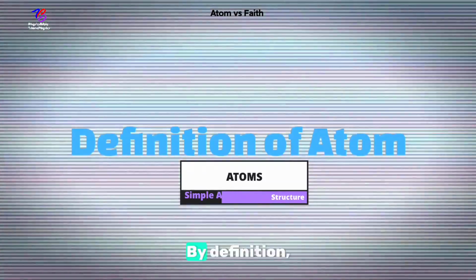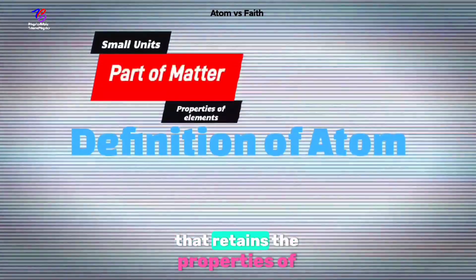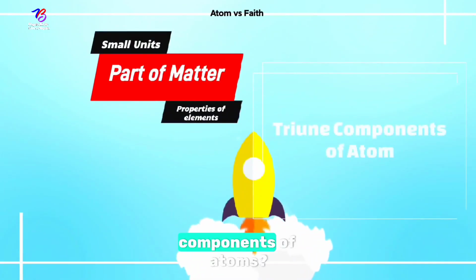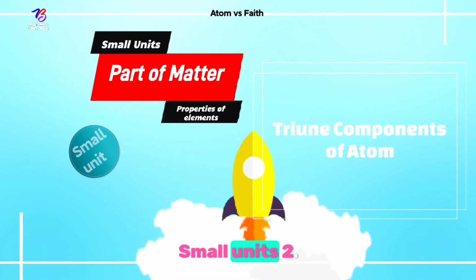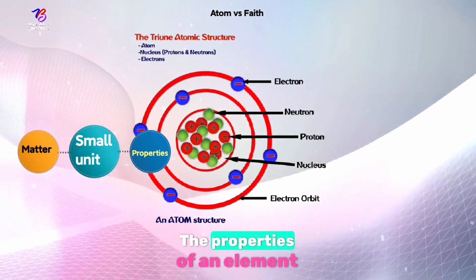So what is an atom? By definition, an atom is the smallest unit of matter that retains the properties of an element. From that definition, what are the triune components of atom? Number one, small unit. Number two, being a part of a matter. And number three, the properties of an element.